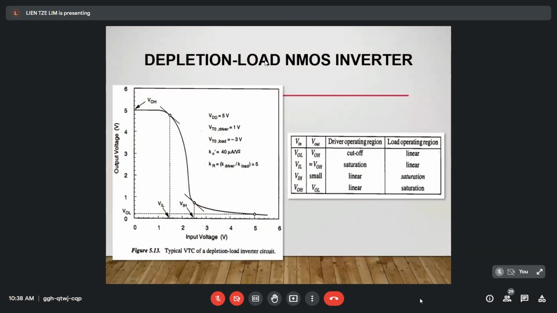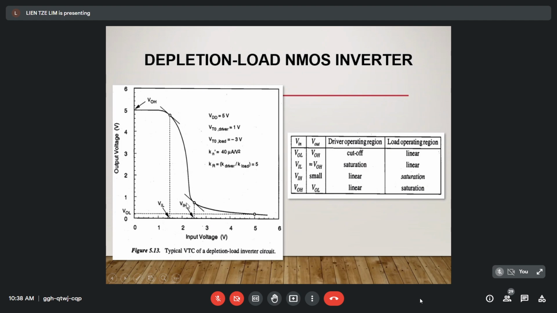Okay, so I will go to the VTC of the depletion Lood-Elmos inverter. You see that the VTC looks like this. It is also similar to the one that you have learned before about the resistive load inverter circuit. This is the VTC curve, also plotted with VOH, VOL, VIL, VIH.